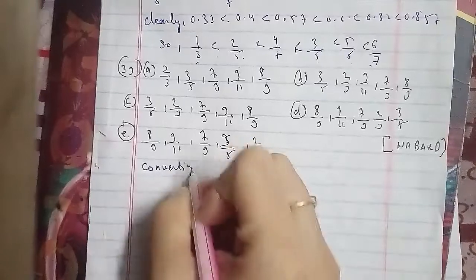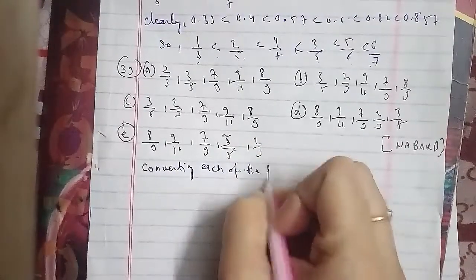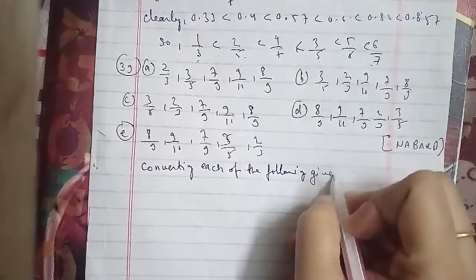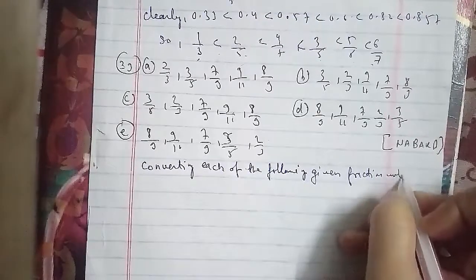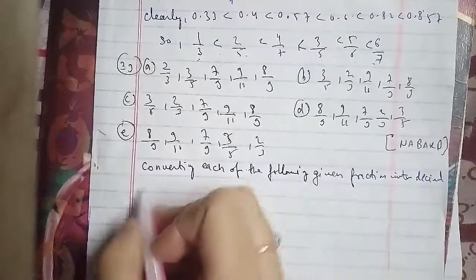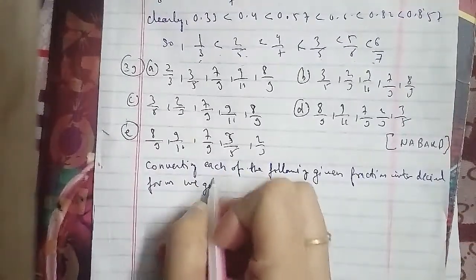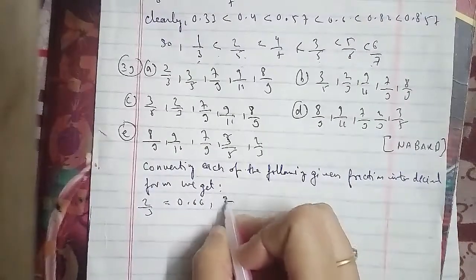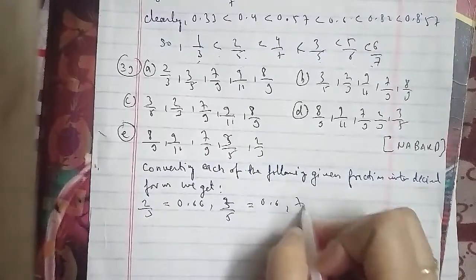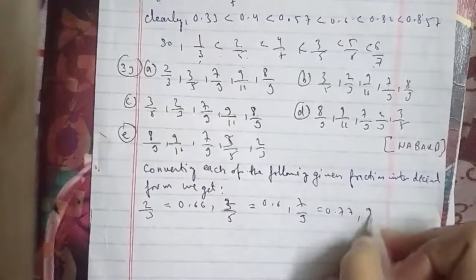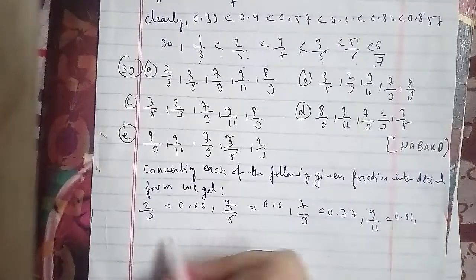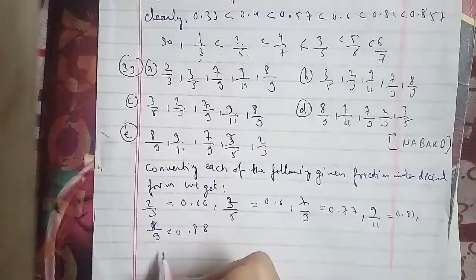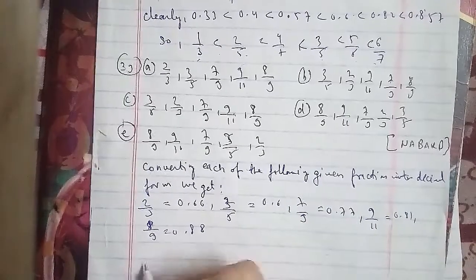Converting each of the given fractions into decimal form, we get: 2 by 3 is 0.66 in decimal form, 3 by 5 is 0.6, 7 upon 9 equals 0.77, 9 upon 11 equals 0.81, and 8 upon 9 is 0.88.